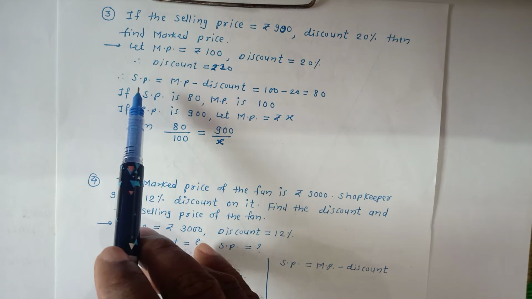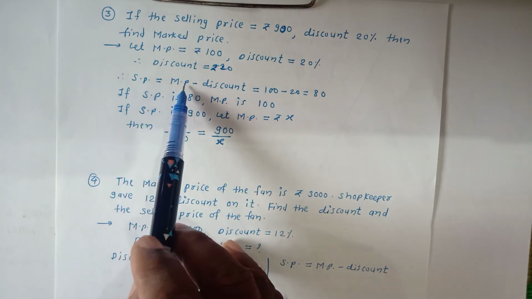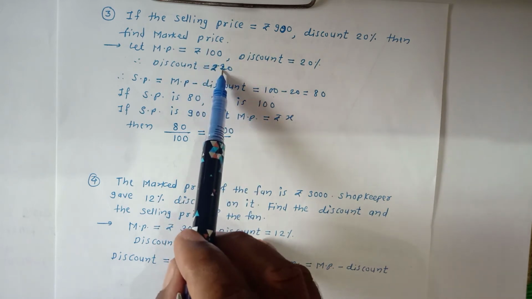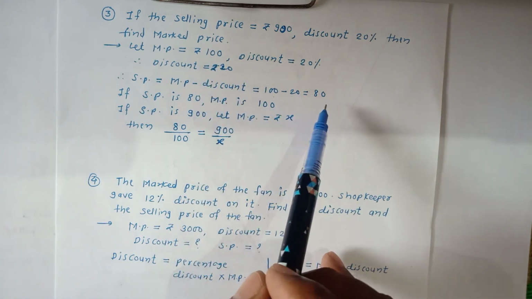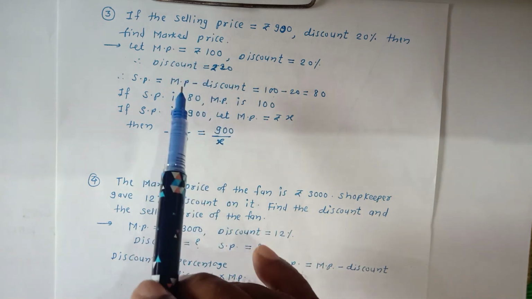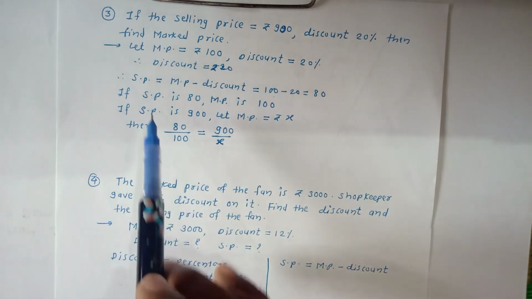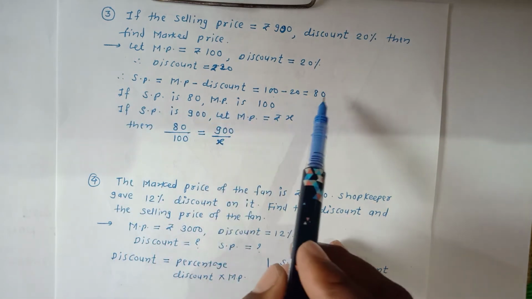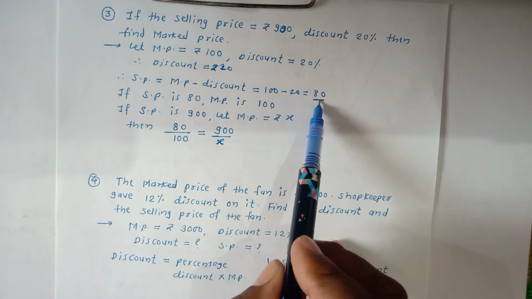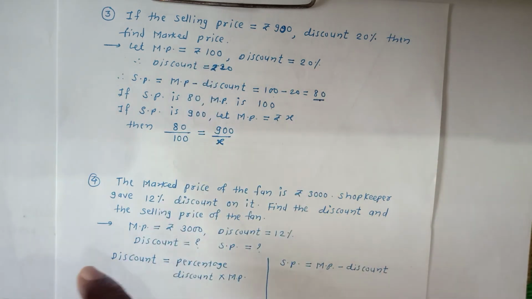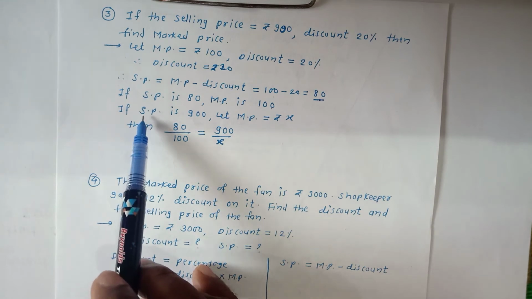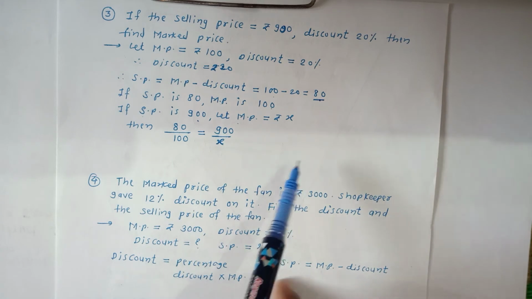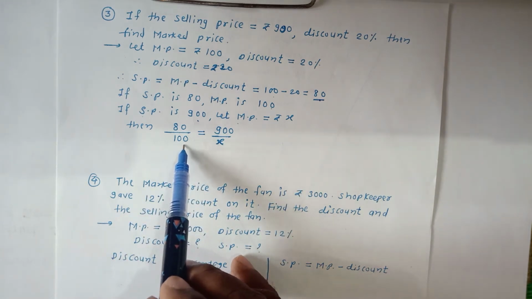And then we can find the selling price. Selling price is equal to mark price minus discount. So mark price here is 100 and discount is 20, then it will be 80. This is calculated on 100 rupees mark price. So when selling price is 80, mark price is 100. And if selling price is 900, let mark price be x.